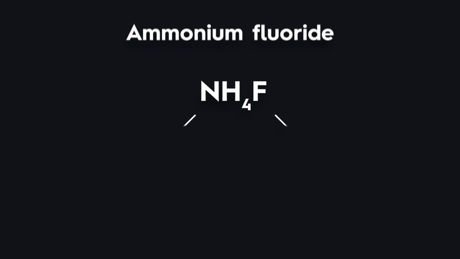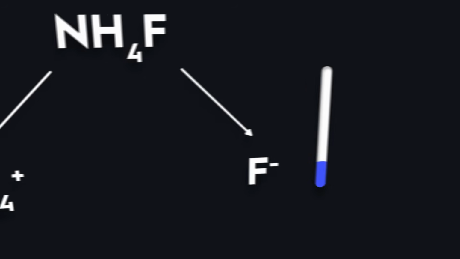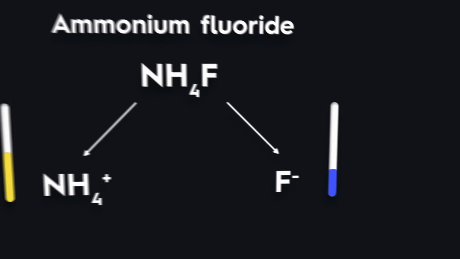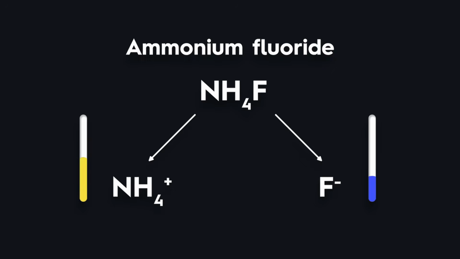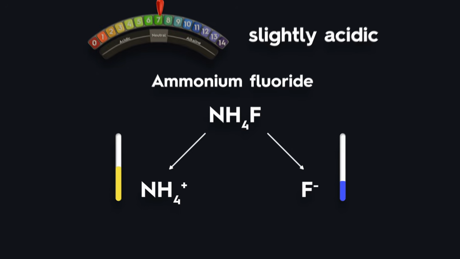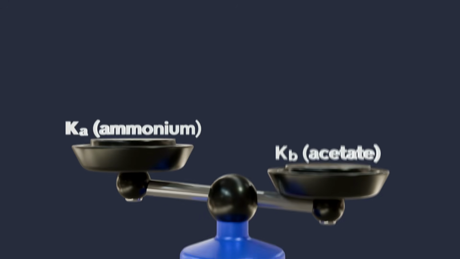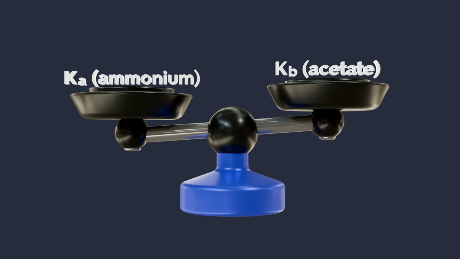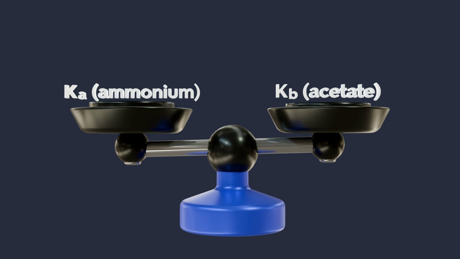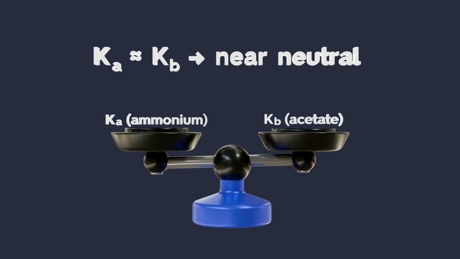Now, what if both ions matter? Take ammonium fluoride. Ammonium is a weak acid. Fluoride is a weak base. We compare their acid and base strengths. Because ammonium is the stronger of the two here, the solution ends up slightly acidic overall. If the acidic and basic strengths are very similar, like ammonium with acetate, their effects largely cancel, and the pH can be close to neutral.